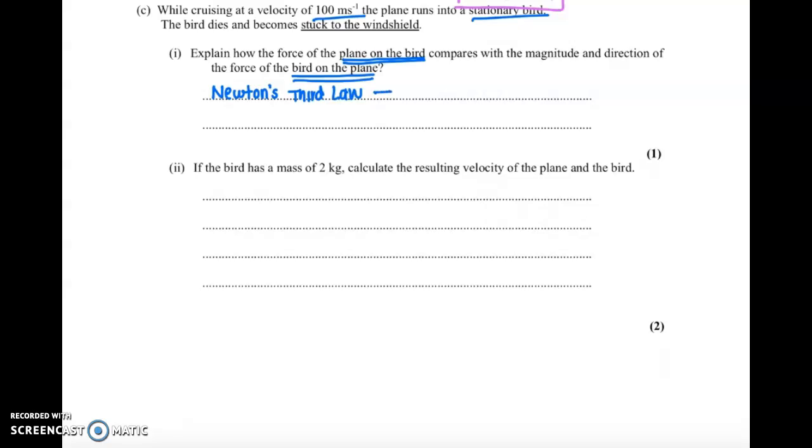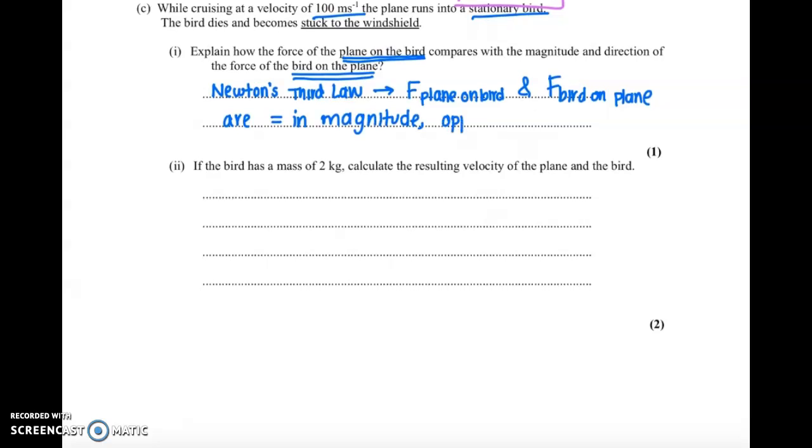So because of Newton's third law, we know that the force of plane on bird and the force of bird on plane are equal in magnitude but opposite in direction.